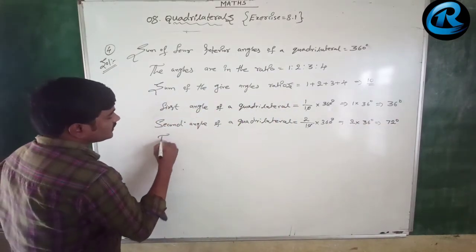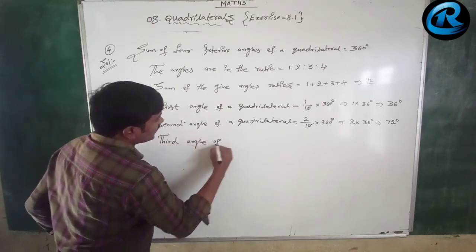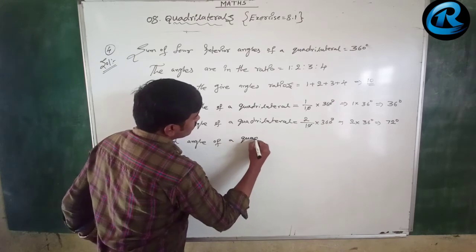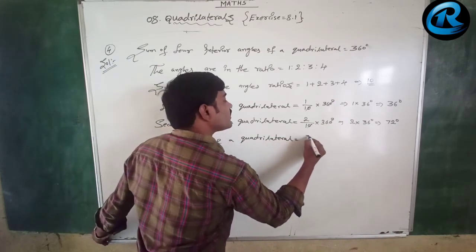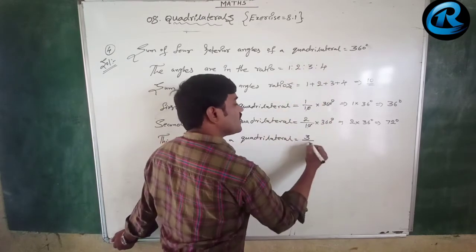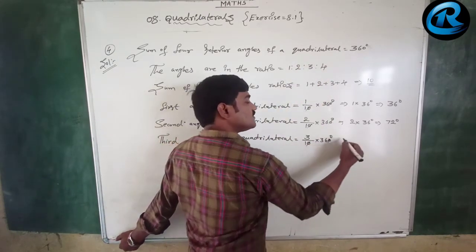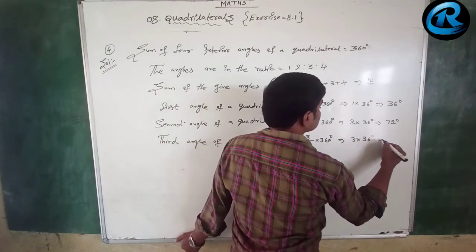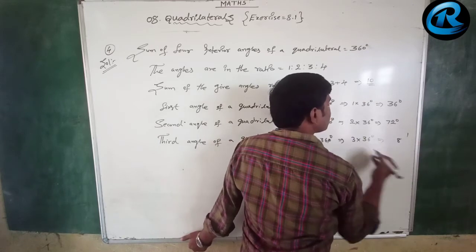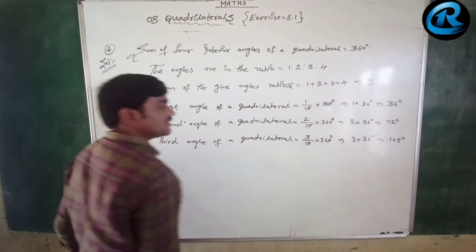So the third angle of a quadrilateral is 3 parts out of 10 parts into 360 degrees. 10 and 10 when you cancel, you get 3 into 36 degrees. 3 6s are 18, 1 carry, 3 3s are 9 plus 1 is 10, so 108 degrees.